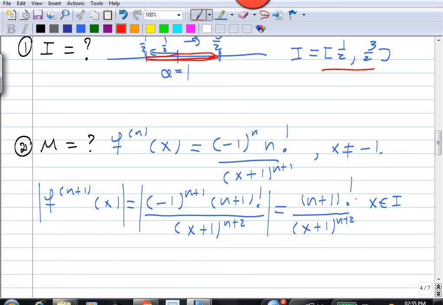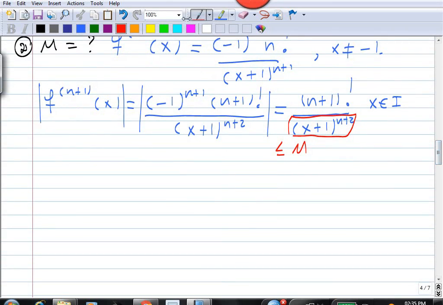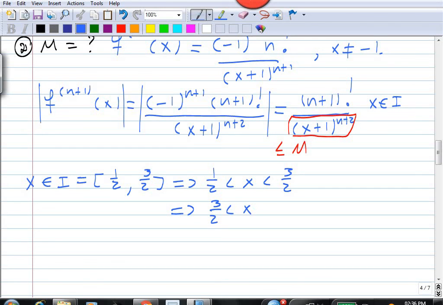So if we want to get a bound for this, so we want this less than or equal to M, then we need to see what happens to that. So let's have a look. We take x in our interval I, which is from a half to 3 over 2. That's x between a half and 3 over 2, so x plus 1 is between 3 over 2 and 5 over 2.